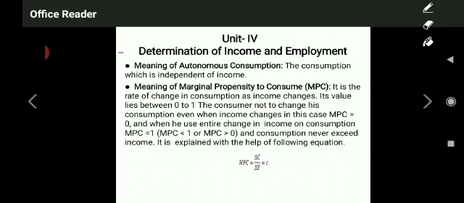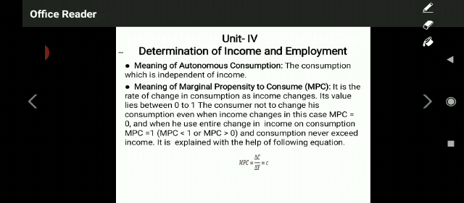Why does the value lie between 0 and 1 when it comes to marginal propensity to consume? If the consumer does not change his consumption even when income changes, in this case MPC is equal to 0. Listen, sometimes the income of an individual changes, but there is no change in consumption. Consumption remains the same. That situation is called MPC equal to 0.